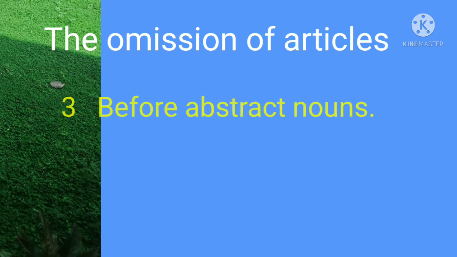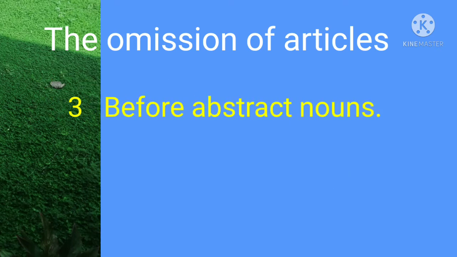Next one, before the abstract nouns. Now, what is the difference between abstract and concrete? What is a concrete object? Something that we can see and touch is called a concrete object. Something we cannot see and touch is called an abstract idea. We can only think of such things, or they can be perceived only by our intelligence.